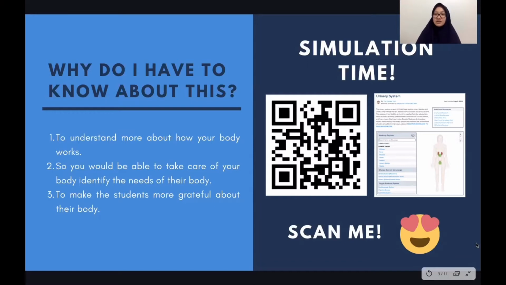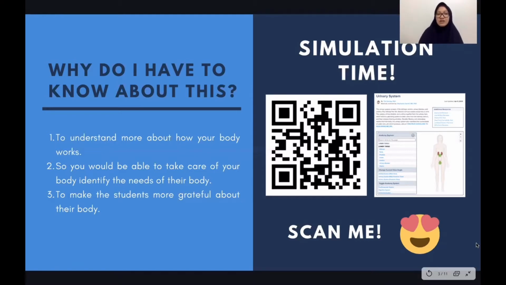This is so you're able to take care of your body, which is linked to the second point. You will need to know your needs, and you will need to eat healthier in order to stay alive longer and keep your organs healthy.